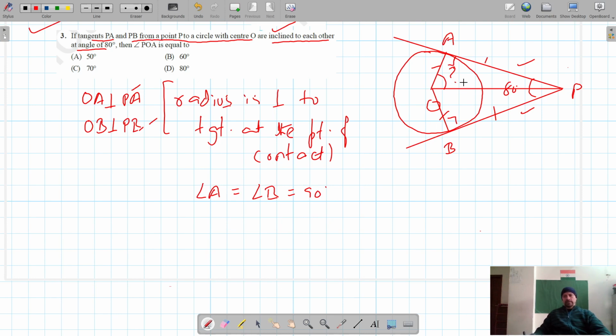Now we have to find angle POA. This is the angle that we know. Let's consider these triangles, triangle POA and triangle POB. Our approach will be to find this angle OPA, since we already know this angle. We can use the angle sum property and get this angle. For this, I'm going to prove that these two triangles are congruent.